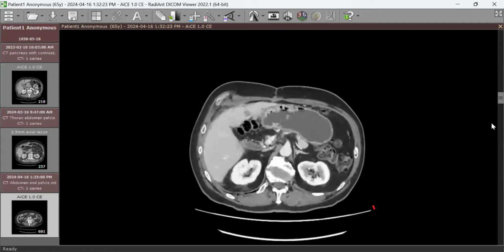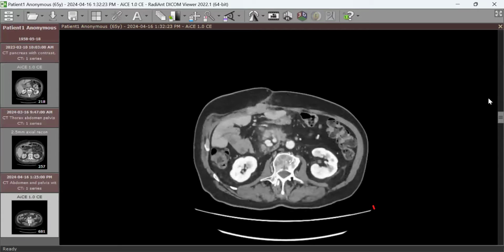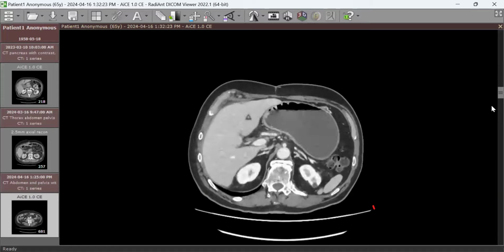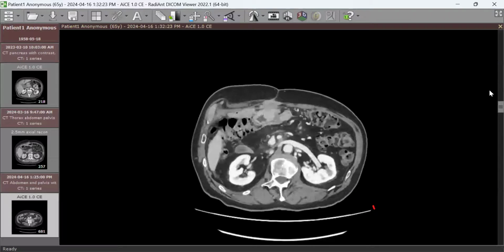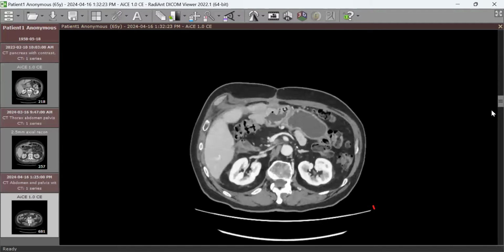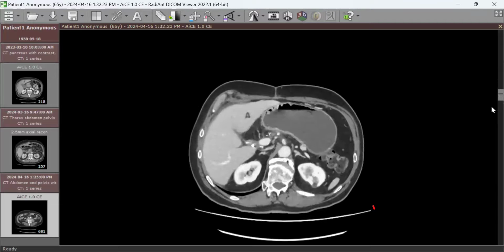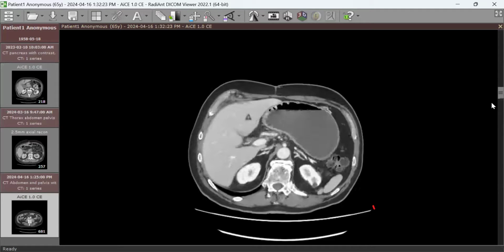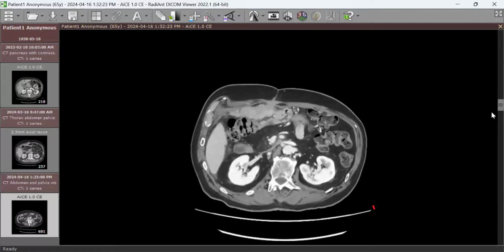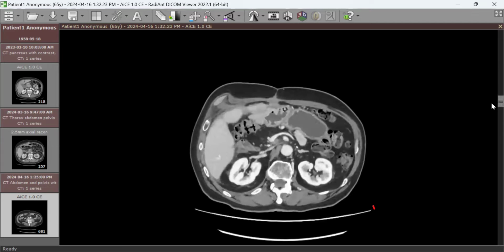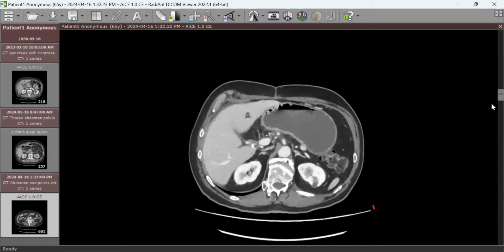Do you see the third part of duodenum? And do you see the second part of duodenum? The first and second look thickened. The third part, really I don't see abnormality. Okay. Is there any gallbladder here? I don't see it. Okay.